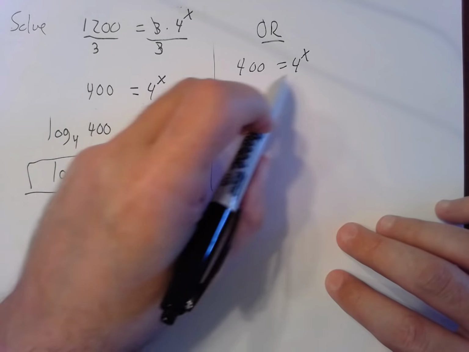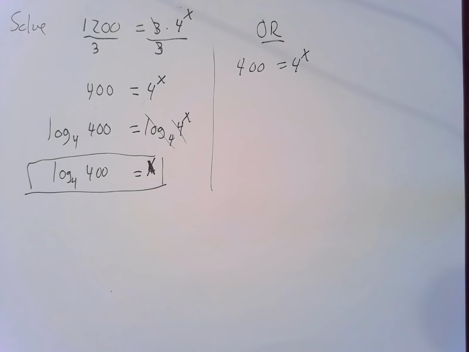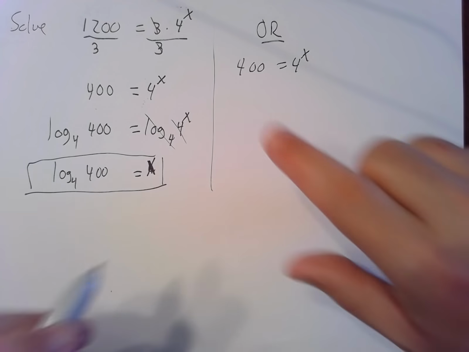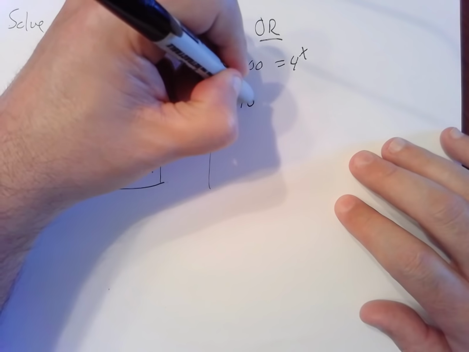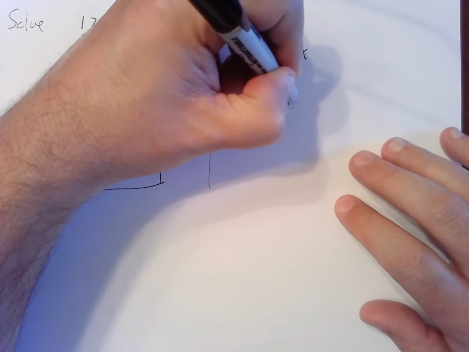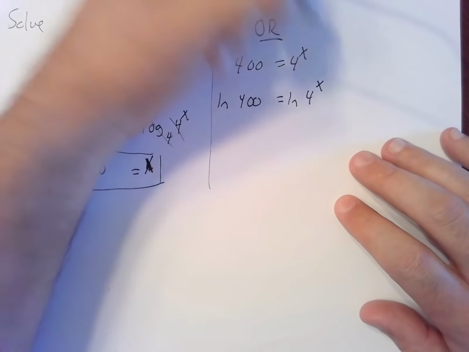So we have 400 equals 4 to the x. In our calculator, we have common log, log base 10, and natural log. I'm going to use natural log, honestly, because it's less writing. Instead of writing log, I get to write ln. So I'm going to take the natural log of both sides. I'm allowed to do that. Natural log is a perfectly good function.